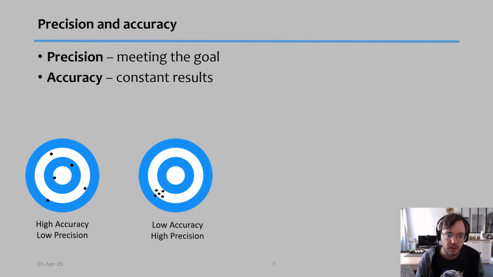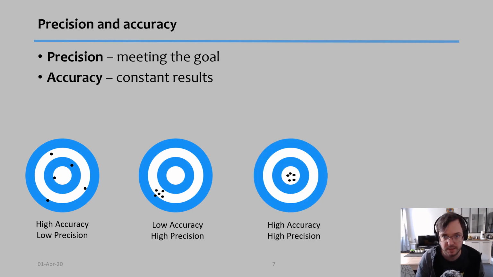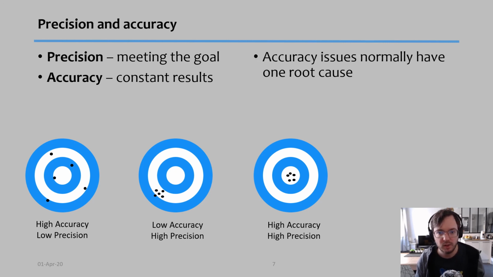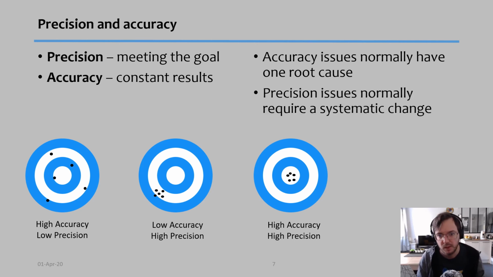The second situation you can have is low accuracy, so in other words you miss your target, but you have very high precision. Notice how the dots are all in the same place, but obviously what you want is to have both of them at the same time, high precision and high accuracy. Whenever you have an accuracy problem, it tends to be caused by one single problem, and therefore most of the time it is because of this one root problem. If you have a precision issue, this might have to do with the whole process itself, and you might have to change a lot of things in order to fix that problem.